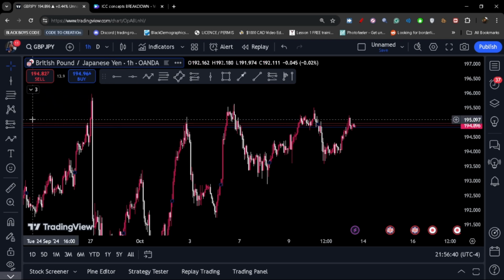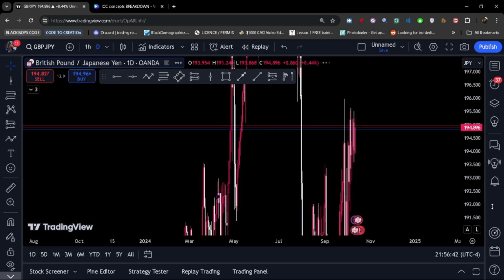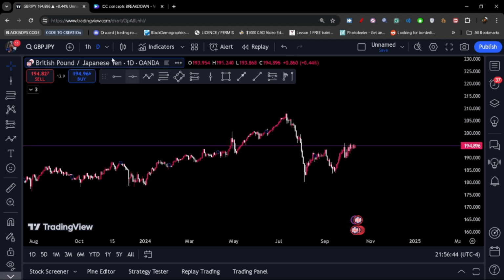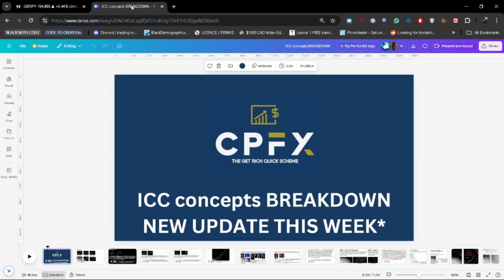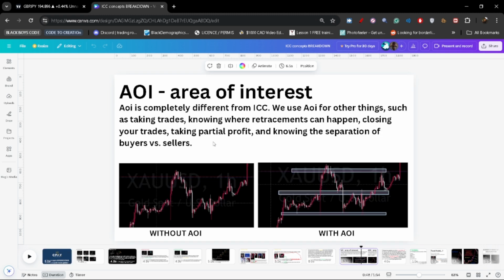But basically how we do it is we first start with the daily time frame. I only use two time frames guys, the daily and the 1 hour time frame. What I do first is mark my area of interest. Now the strategy that I use is called the ICC concept. And in this ebook that I made for you guys, my area of interest just basically means I'm showing you a clear demarcation between the buyers and sellers.